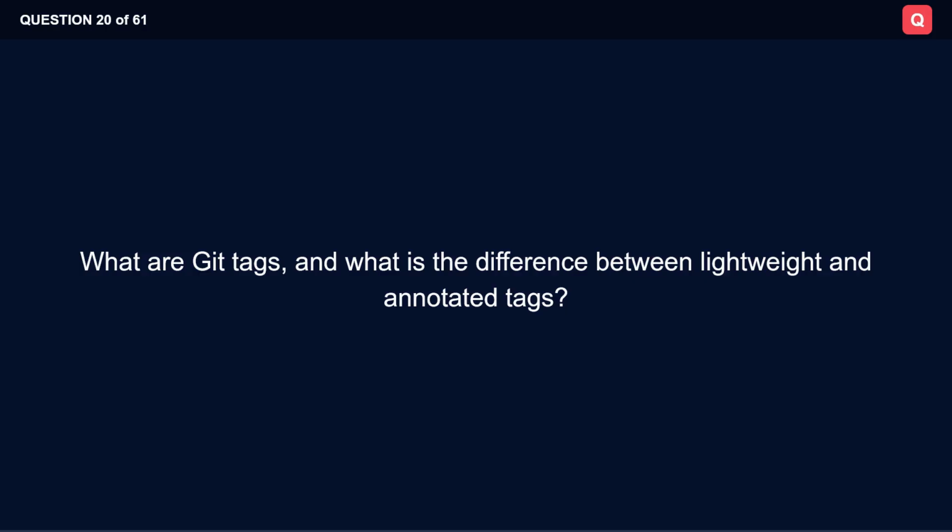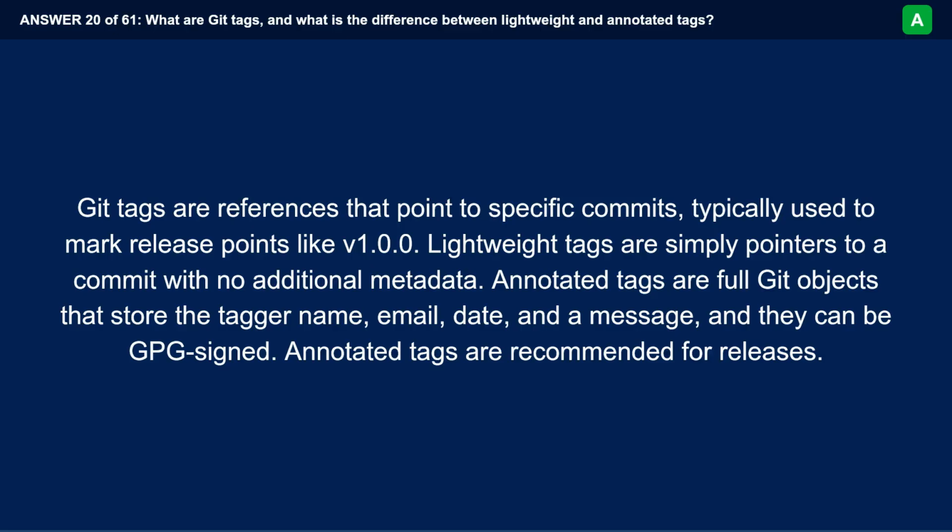What are Git tags, and what is the difference between lightweight and annotated tags? Git tags are references that point to specific commits, typically used to mark release points like v1.0.0. Lightweight tags are simply pointers to a commit with no additional metadata. Annotated tags are full Git objects that store the tagger name, email, date, and a message, and they can be GPG signed. Annotated tags are recommended for releases.